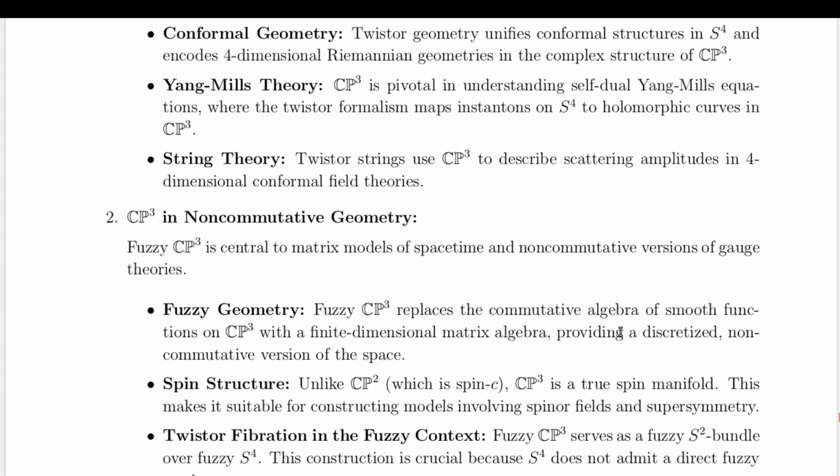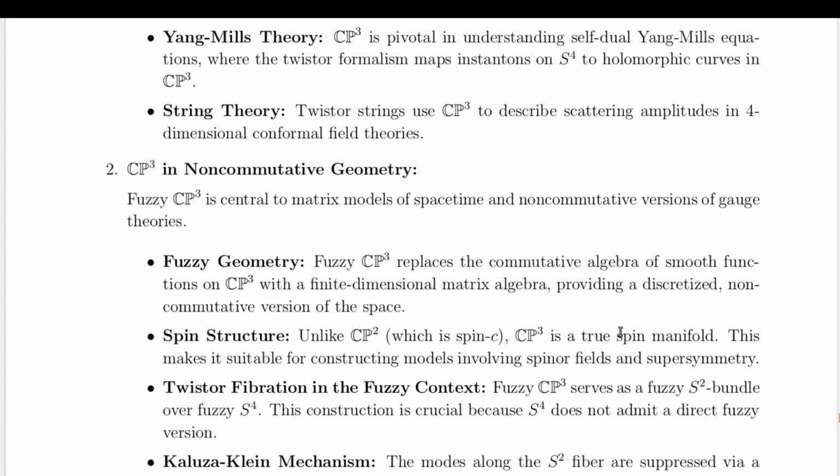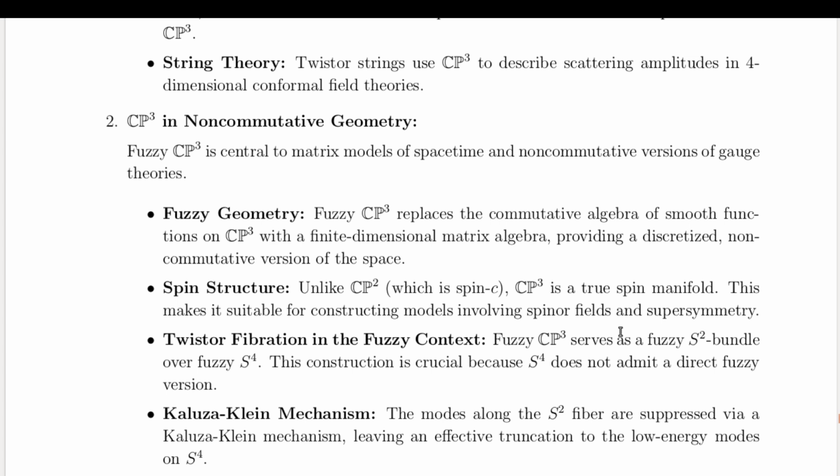Fuzzy CP3 replaces the smooth functions on CP3 with a finite-dimensional matrix algebra, creating a discretized, non-commutative version of the space. This discrete version of CP3 serves as a fuzzy S2 bundle over fuzzy S4, a construction crucial because S4 does not directly admit a fuzzy geometry. The quantization of CP3 thus leads to a quantized S4, representing quantum spacetime.